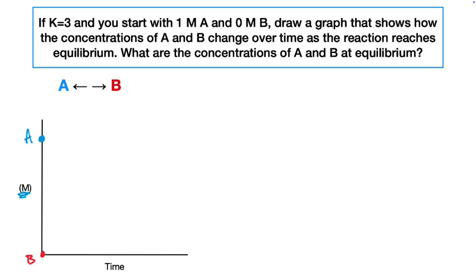What's going to happen initially? What happens when I say reaction go? The A concentration should drop because I'm starting to convert A into B. What should happen to the B concentration? It should increase. Okay. Now the question becomes, where do they balance out?